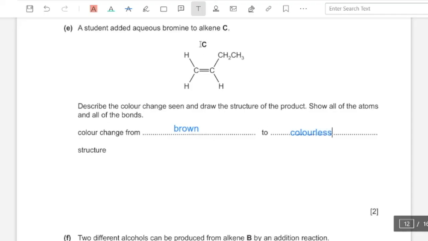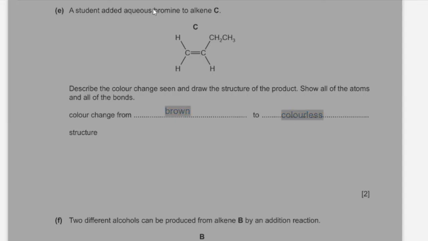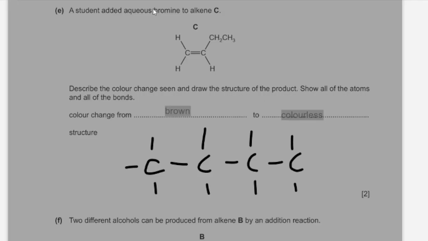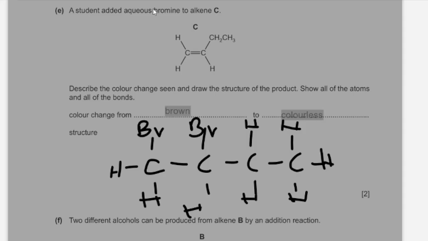Alright, so the structure, the only difference over here is that the double bond opens up. So we have four carbon atoms over here, and all of the bonds are going to be opening up. We'd be having two bromine atoms, and the rest of them are going to be hydrogen. That's it.